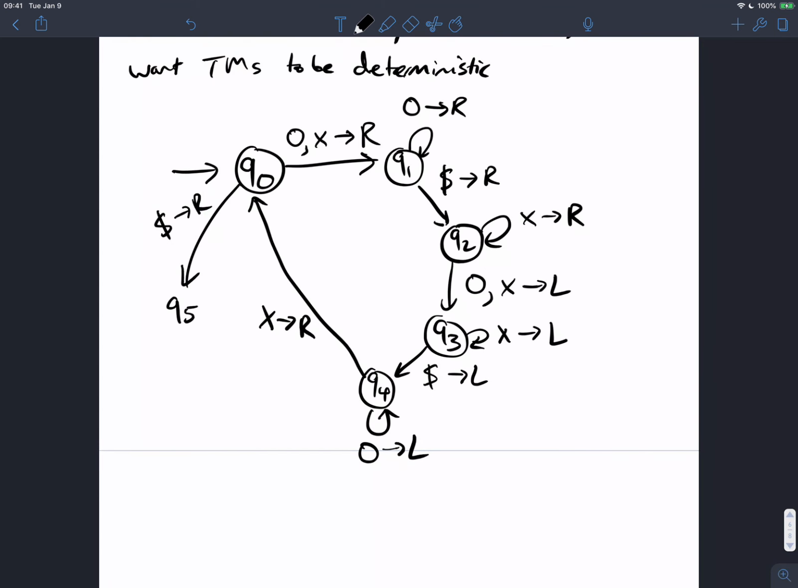So let's make a Q5. And what should Q5 do as a transition? Should it self-loop? Yeah. And what should it do on the transition? Help me out. If it's an X, move right immediately. Good.